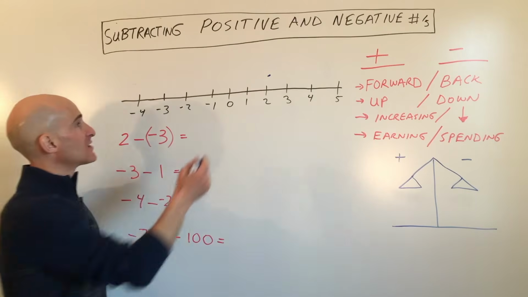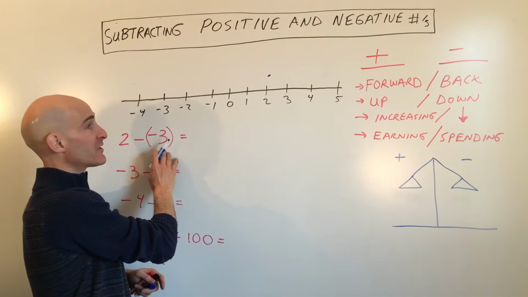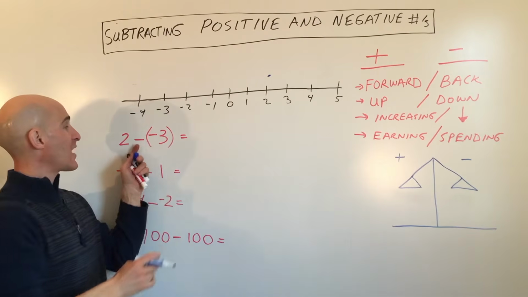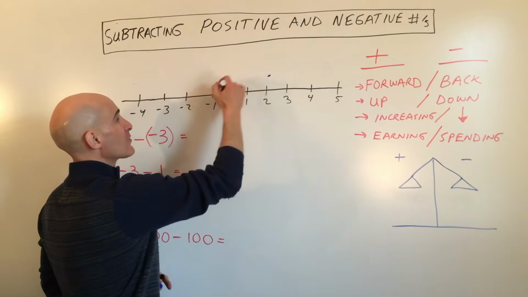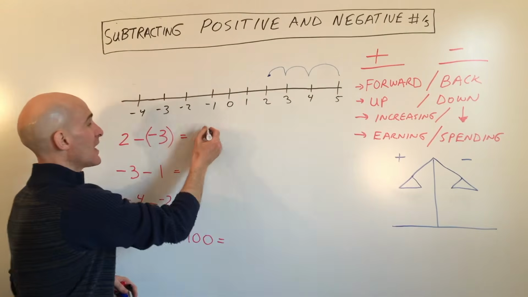So if you're subtracting, normally we would go backwards, 1, 2, 3, because it's getting smaller. But the negative number tells us to do the opposite. So we're actually going to go, instead of going backwards 3, we're going to go forwards 3. 1, 2, 3. And you can see we end up at 5.